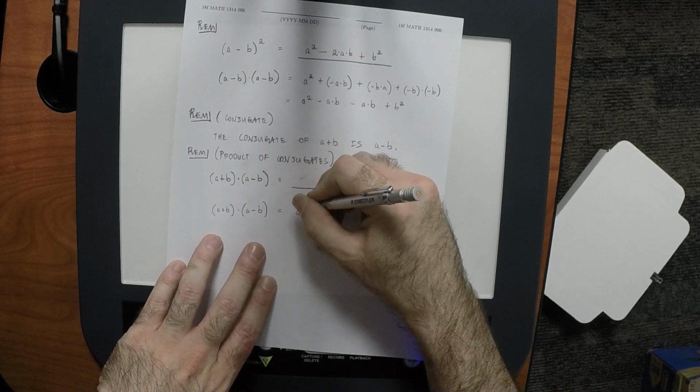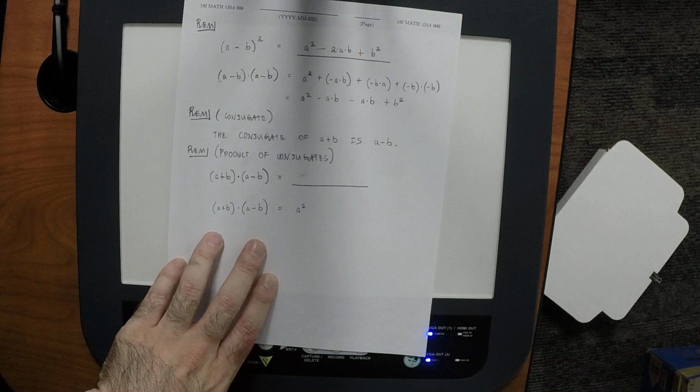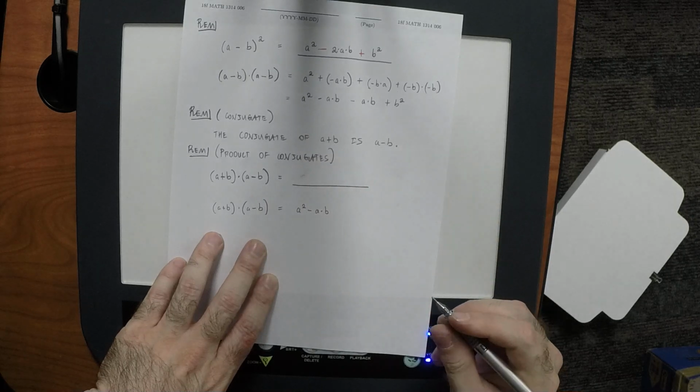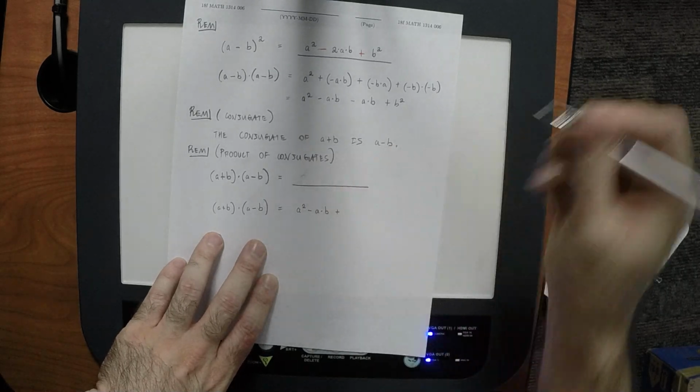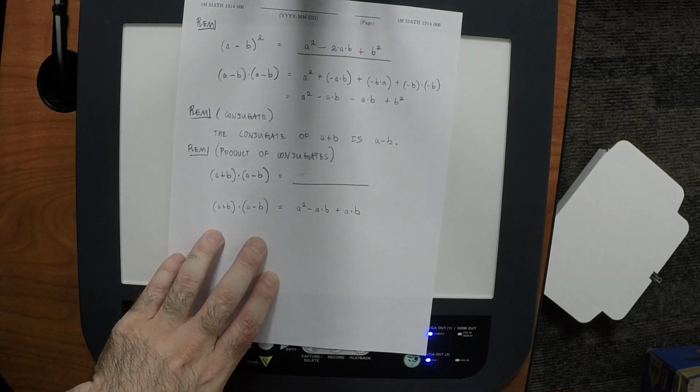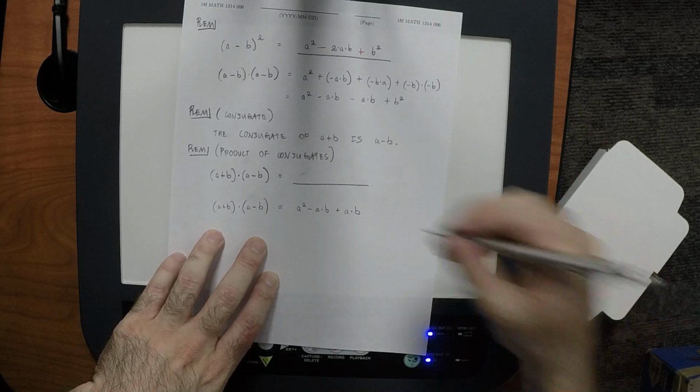The F term would be a squared. What's the O term? Minus ab. What's the I term? Plus ba. I agree with you, but I'm going to write plus ab. And the L term? Minus b squared.